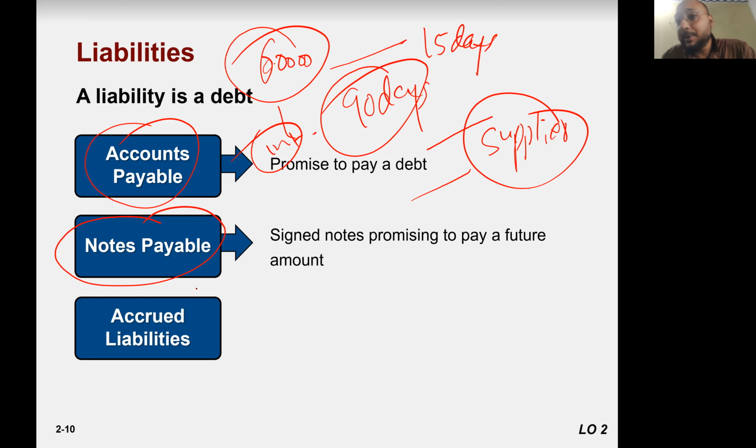So notes payable can be short term, can be long term. If you said we will pay you after a year, 360 days, then this is a long term liability, right?